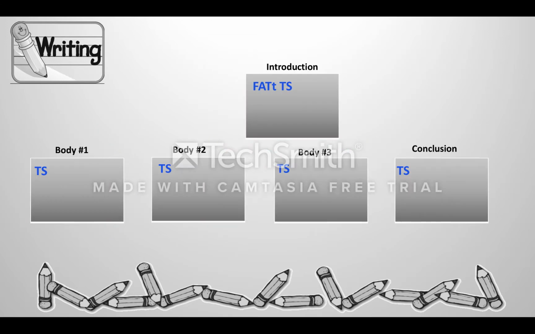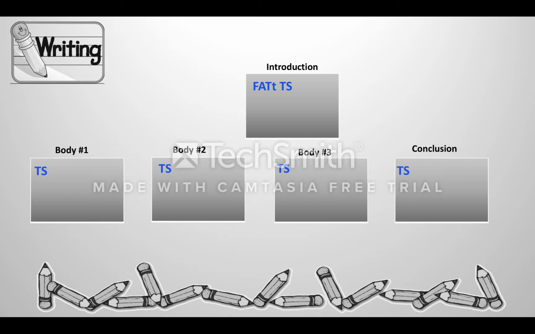So we have our topic sentences. Let's say we're thinking of writing just a regular 5-paragraph persuasive essay. We have an introduction, a body 1, body 2, body 3, and a conclusion. We need a topic sentence in each one of these paragraphs, which is going to be the first sentence of all paragraphs. However, in our introduction, our topic sentence is going to be a fat topic sentence.